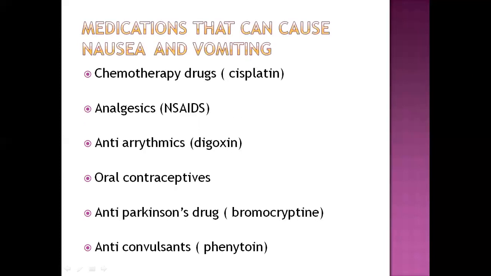Moving ahead, medications that can cause nausea and vomiting are chemotherapy drugs like cisplatin, analgesics like NSAIDs, antiarrhythmics like digoxin, oral contraceptives, that is COC, combined oral contraceptives, anti-Parkinson's drugs like bromocriptine, anticonvulsants like phenytoin. Nausea and vomiting are the side effects of these drugs.